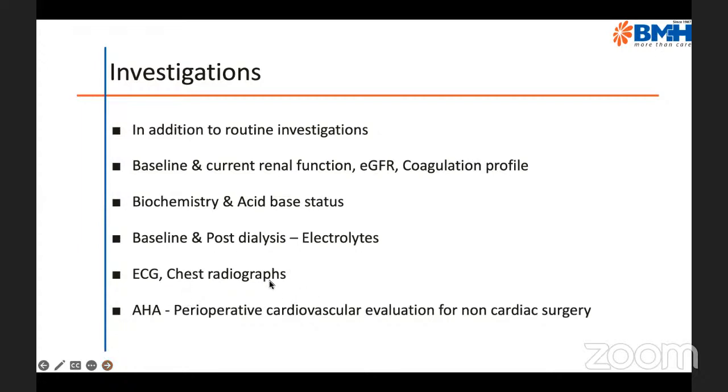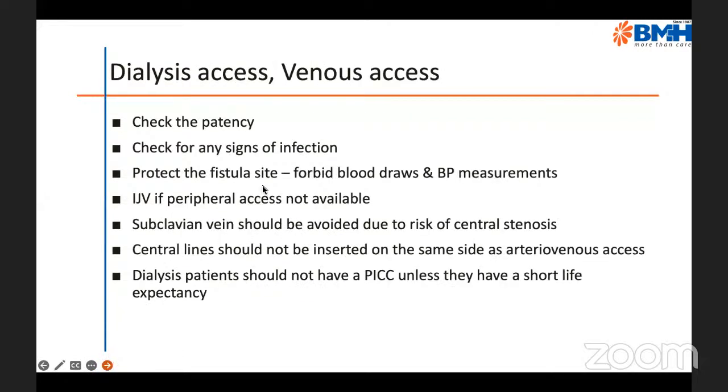I don't have to emphasize the importance of this. These patients carry a very high risk and a high morbidity in the perioperative period. So you have to do an AHA perioperative cardiovascular evaluation for non-cardiac surgery. It is very important to note the dialysis access, check the patency, auscultate whether you can hear the bruit, and check for any signs of infection. If so, you have to notice it, inform your team, and protect the fistula site. That is very important. The students should be able to reproduce it either in the theory examination or in the practical examinations.